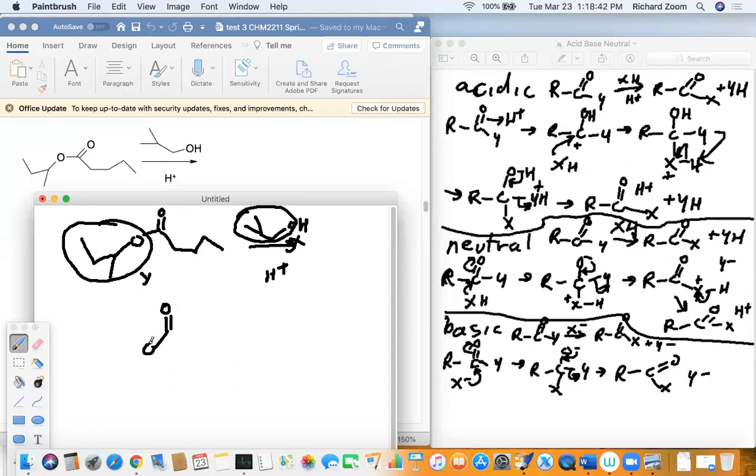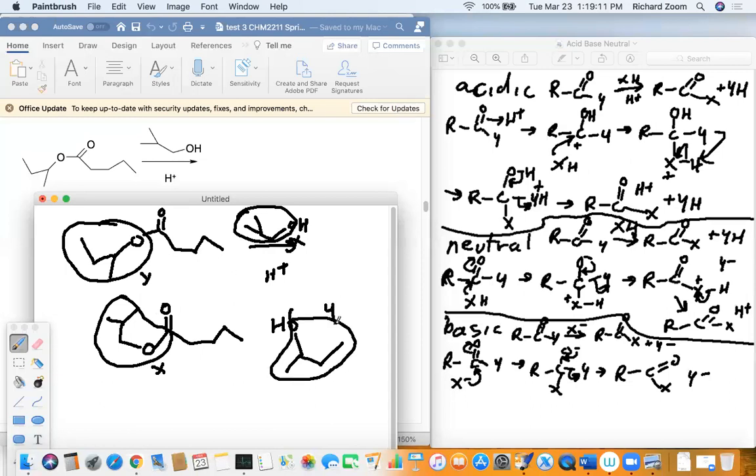Is that okay, Julie? Okay. So that would be the product. You can see that that's going to be the X group there, without the hydrogen on it. And then this part here is going to be the Y group without the hydrogen on it. So those would be the products. Does anybody have any questions?